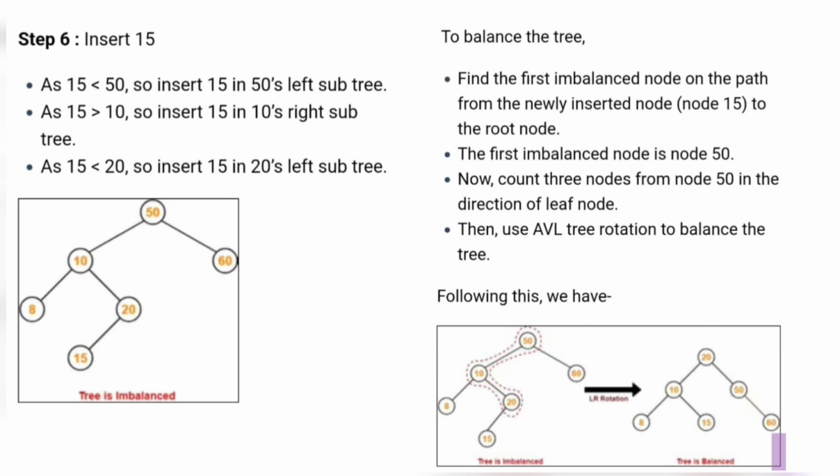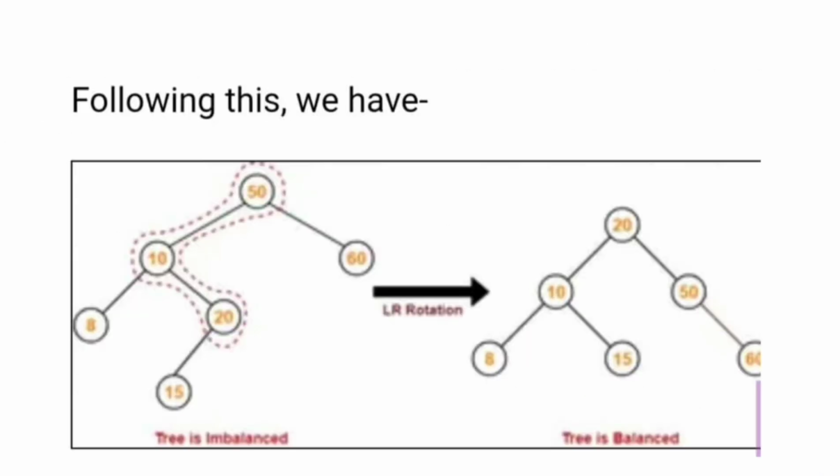To balance the tree, find the first imbalanced node on the path from the newly inserted node to the root node. The first imbalanced node is the node 50. Now, count 3 nodes from the node 50 in the direction of the leaf node. Then use AVL tree rotations to balance the tree. The above explanation is executed below. We have used LR rotation.